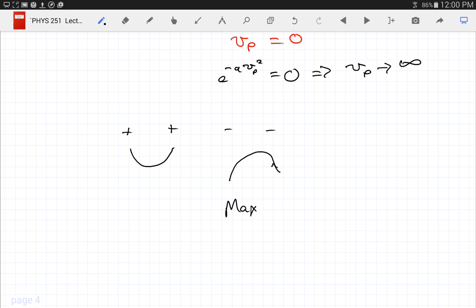So this is a maximum if the second derivative is a negative sign. It's a minimum if the second derivative is a positive sign.